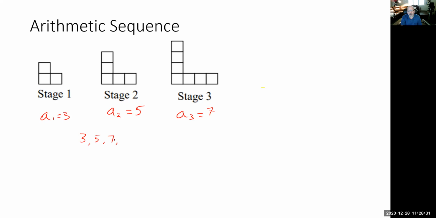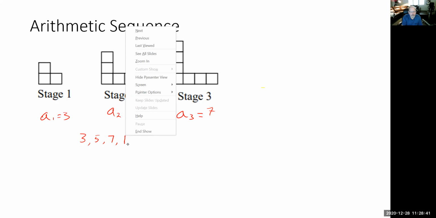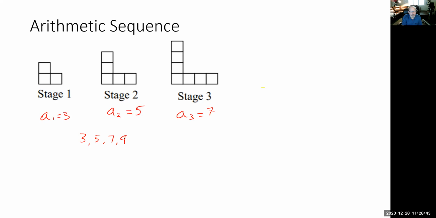If I asked you to write the next couple, I bet everyone could probably figure it out that it would be 9, 11, 13. We could probably go on and on figuring it out. That's because we found the common difference. The common difference is 2. In other words, the change is 2.